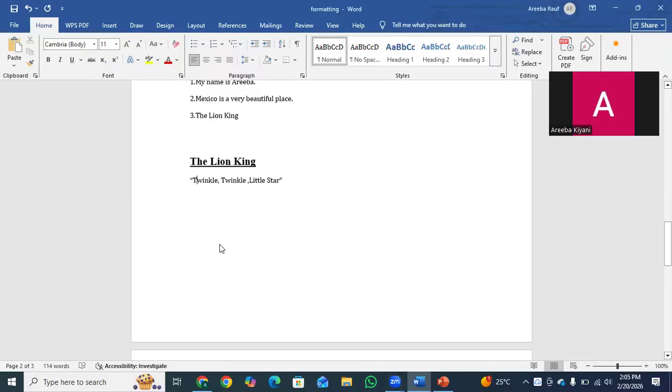For example, we have the title The Cat in the Hat. As you can see, The and Hat are capitalized because they are the first and last words. Cat is capitalized because it is an important word. In and the are lowercase because they are small words in the middle. Okay?